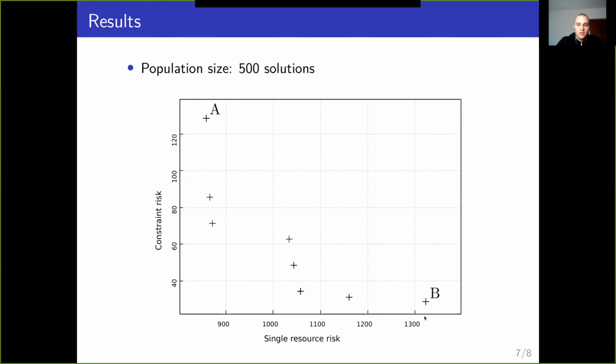Compared to the baseline, we simply used our random search. We never could achieve anything close to this; single resource risk could never go below 2,500 or so.